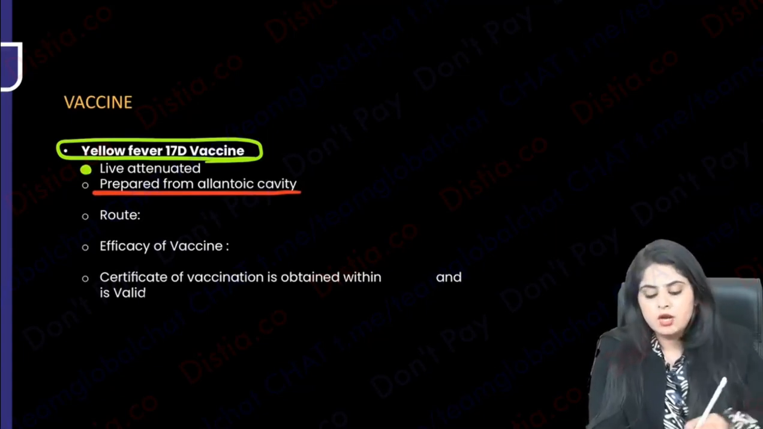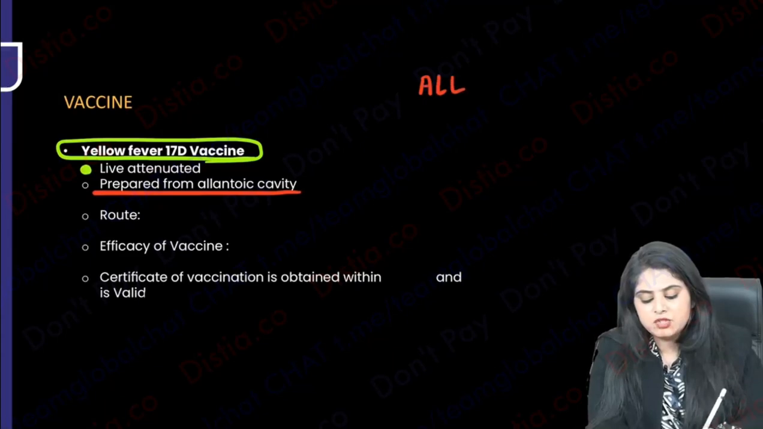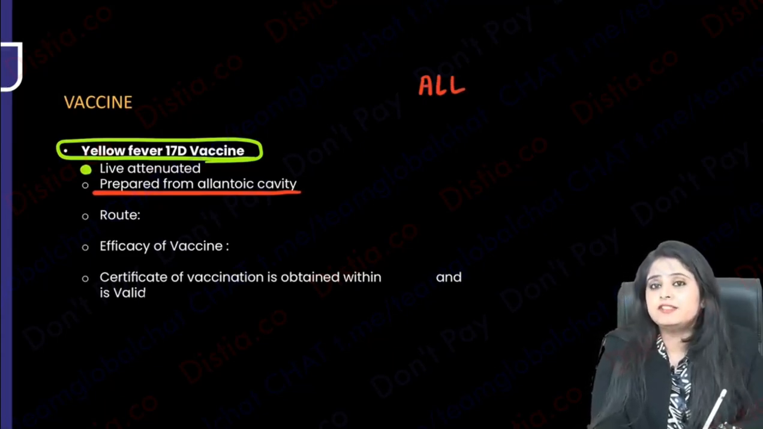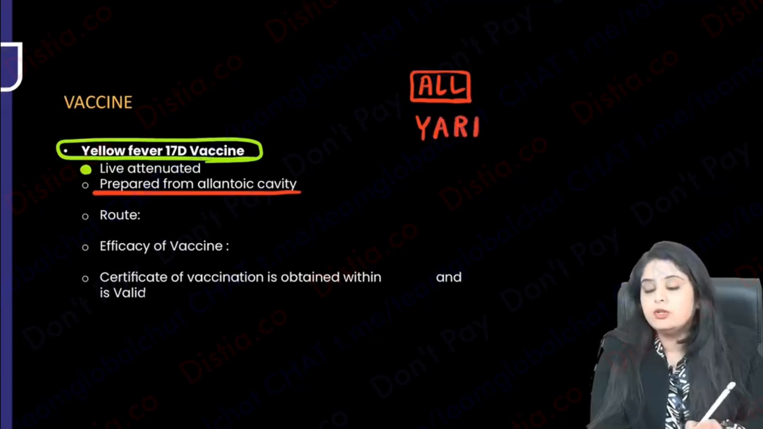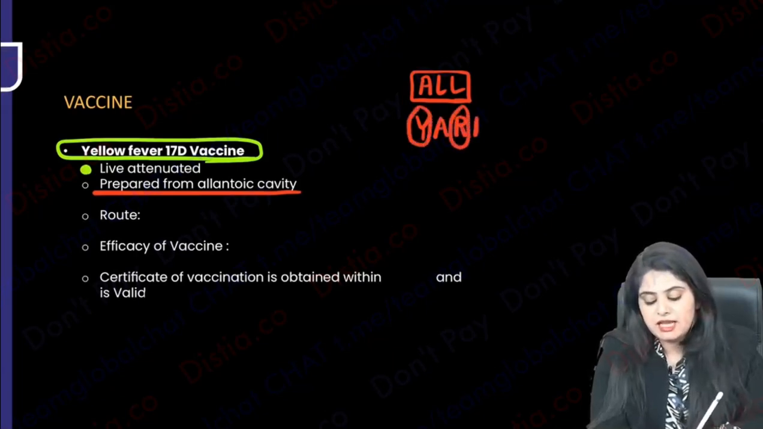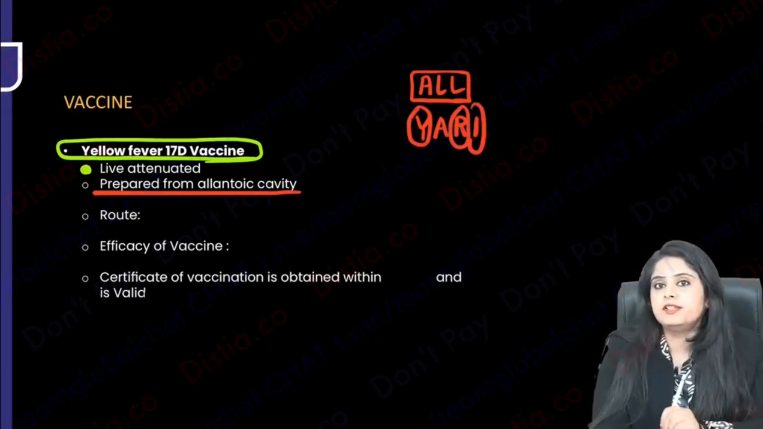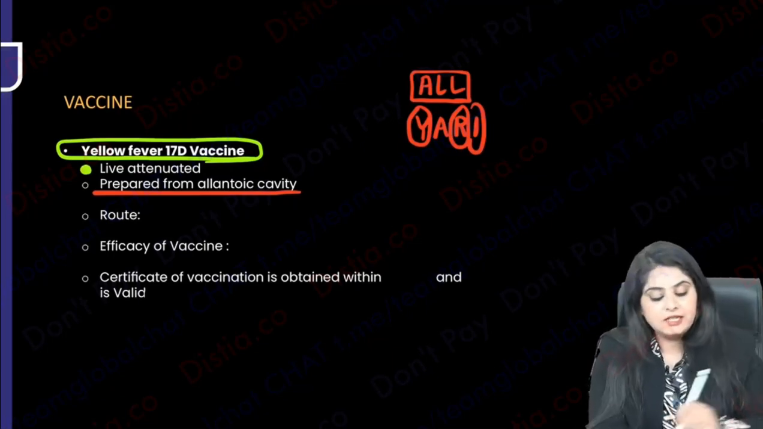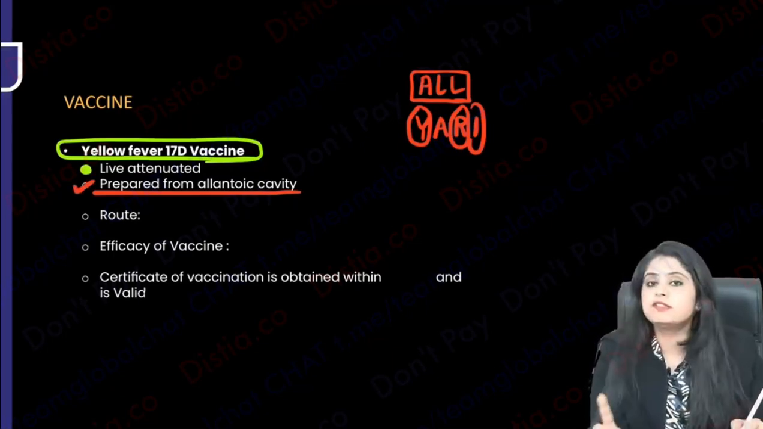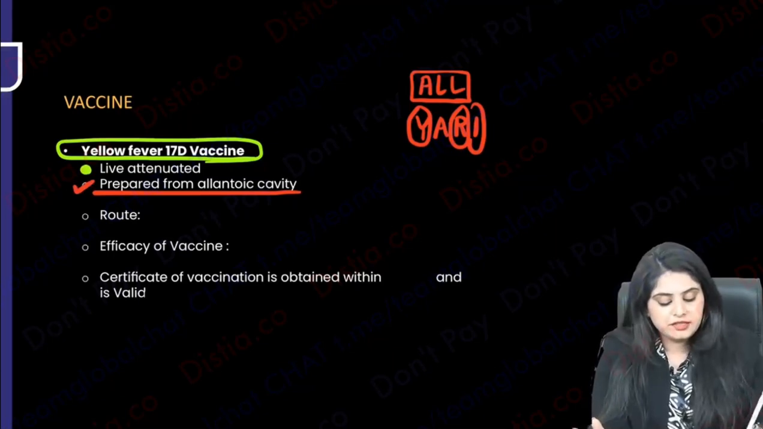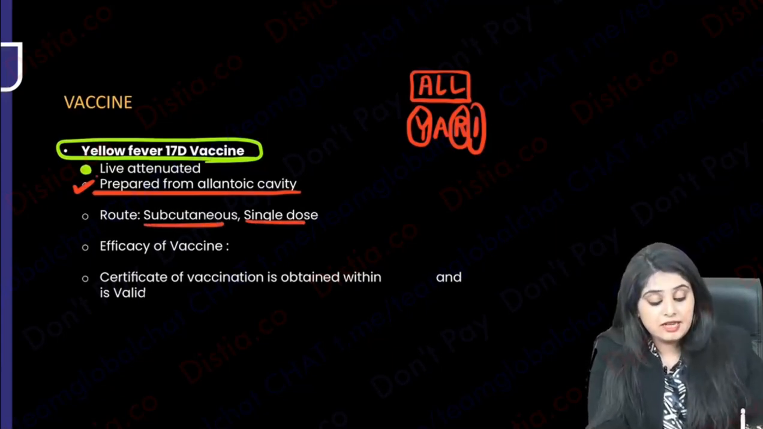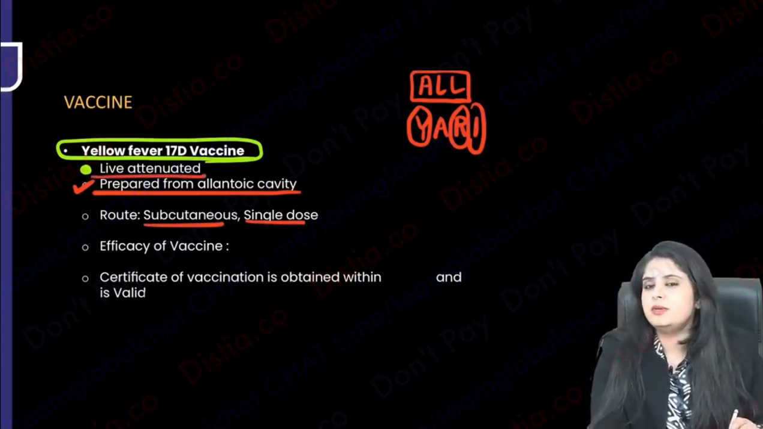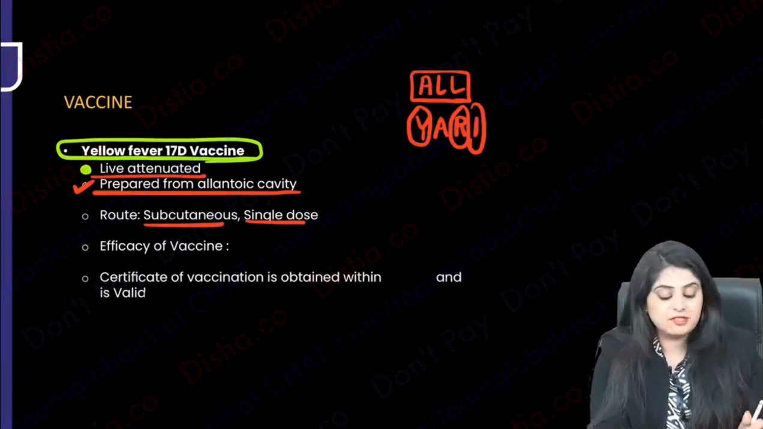Have I taught you that in the allantoic cavity I am going to have yellow fever vaccine, even yellow fever growth. In the allantoic cavity, if you remember, we had something called YARI as my mnemonic, where I had told you that yellow fever, rabies and influenza vaccine growth happens, right? So please note, yellow fever is in the allantoic cavity. Yes, it is prepared. What is the route? It is a single dose subcutaneous. It is a single dose which is going to be given in a subcutaneous manner, and that is a live, I'm again and again saying live attenuated vaccine.